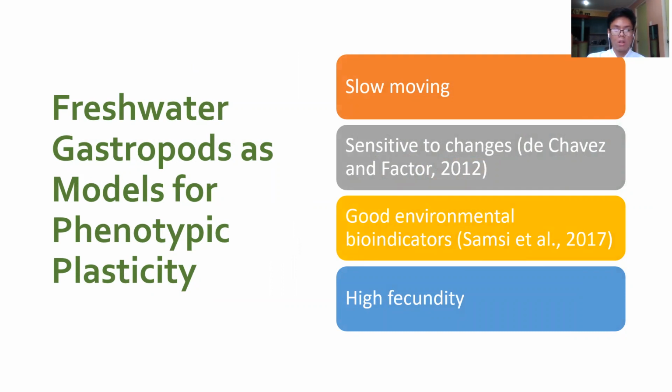certain environment. Thirdly, they are good environmental bioindicators as they could reflect the current status of an environment where they reside in. And lastly, they have a high fecundity, which means that they could reproduce several of their offspring, thus allowing them to pass on their modified traits onto the next generations.